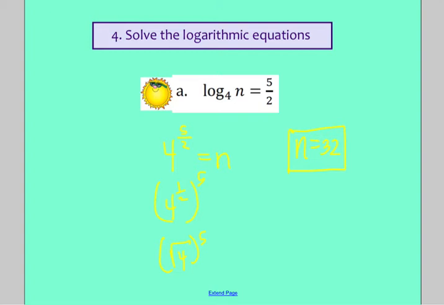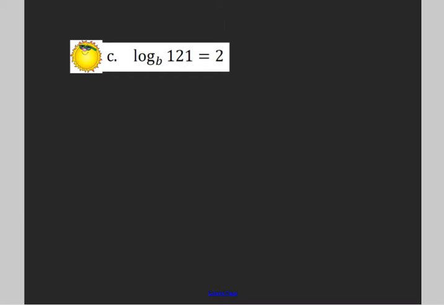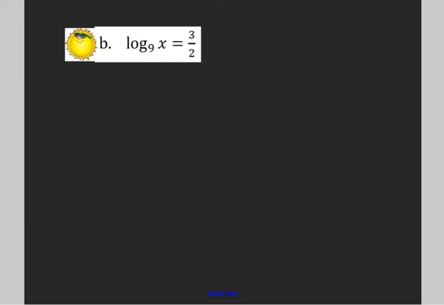Okay. Example B. Hopefully you had a chance to look at that one. We have log base 9 of x equals 3/2. So it's base 9 to the 3/2 is equal to x. Once again, you'd type it in on your calculator, and in this case, you'd get x is equal to 27.